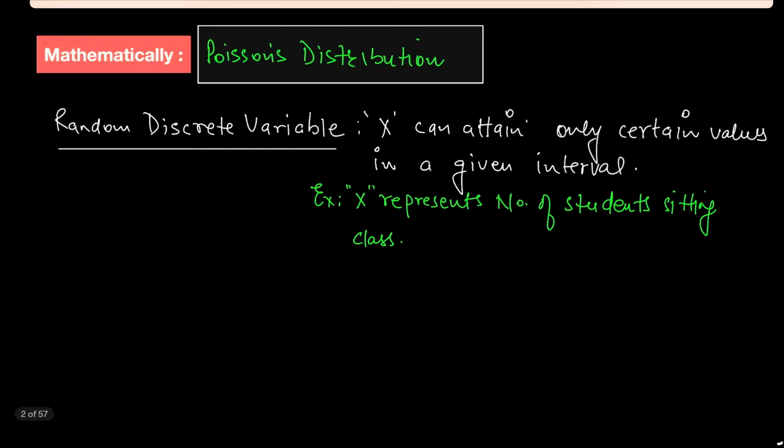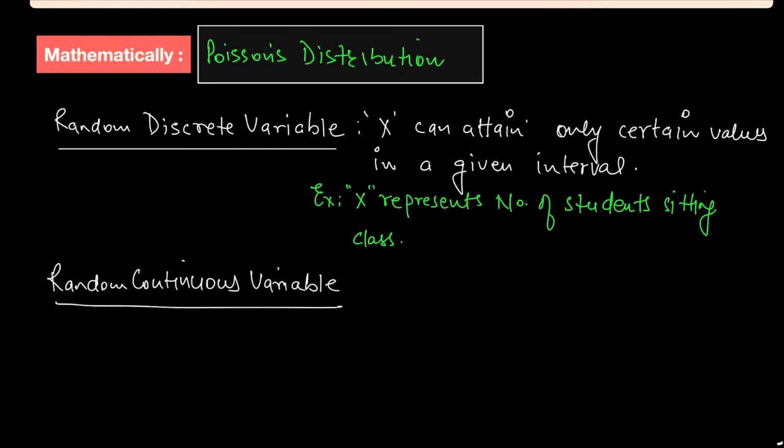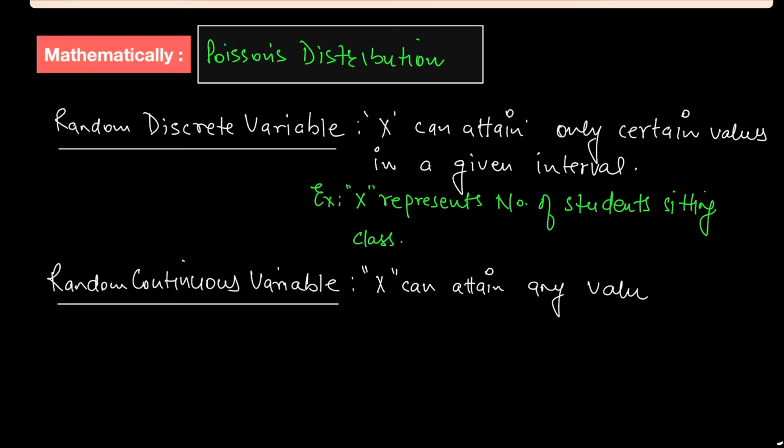Now we will understand what is meant by random continuous variable. When we talk about a random continuous variable, it means that x can attain any value in a given interval of time.